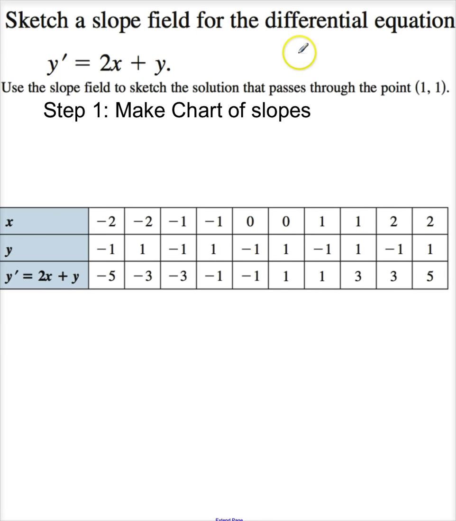Now, to sketch a slope field for a differential equation, the first thing you need to do is to make a chart of the slopes, and I have done that. For the differential equation y prime equals 2x plus y, you want to pick regular intervals, usually around (0, 0), and as you can see, this can become quite cumbersome. To find each of these values, you plug into the differential equation. Y prime is 2 times x, which is negative 2, plus y, which is negative 1. So this is negative 5.